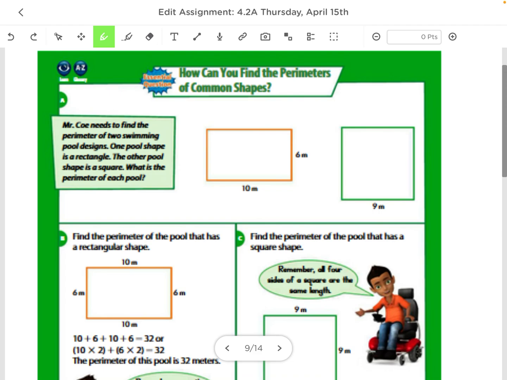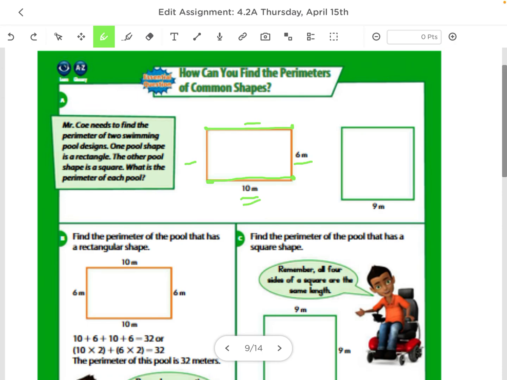A rhombus or parallelogram would also follow this rule. We can add all the sides, but when we are looking at a polygon like this, and it doesn't show us the other two sides, we actually already know what they are, because in a rectangle, the opposite sides are equal.